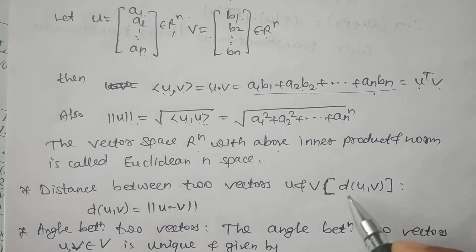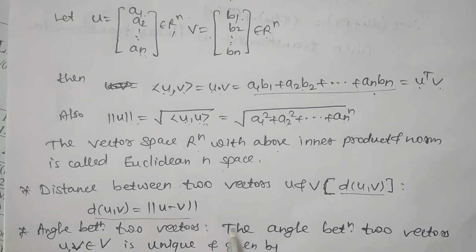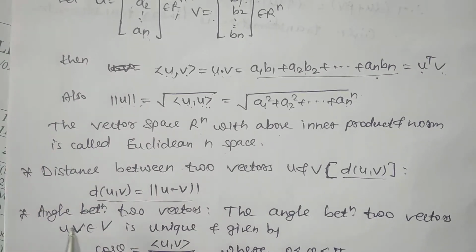We denote it as d(u, v). It means distance between u and v. The formula for distance of vectors u and v is norm of u minus v. Then next one is angle between two vectors.